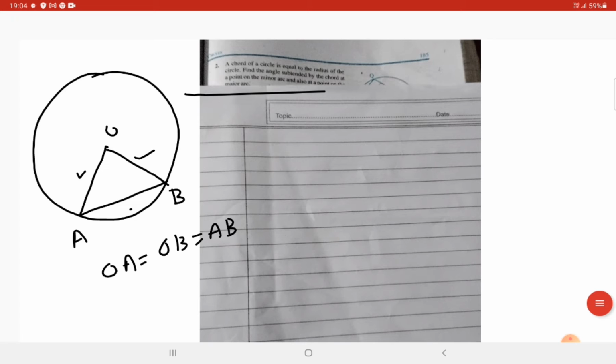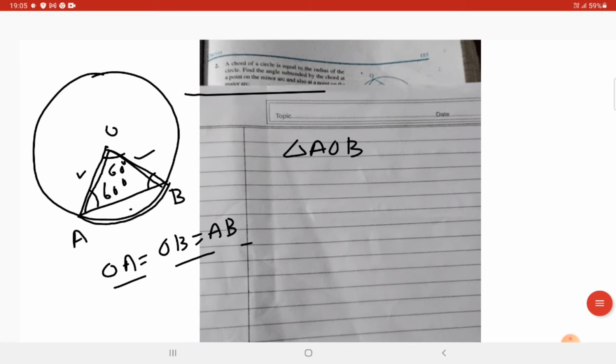See the triangle OAB in which all the three sides are equal, hence it is equilateral. So triangle AOB is an equilateral triangle. So each angle is equal to 60 degree. So angle A 60 degree, angle O 60 degree and angle B also 60 degree. See, arc AB subtends an angle 60 degree at the center.